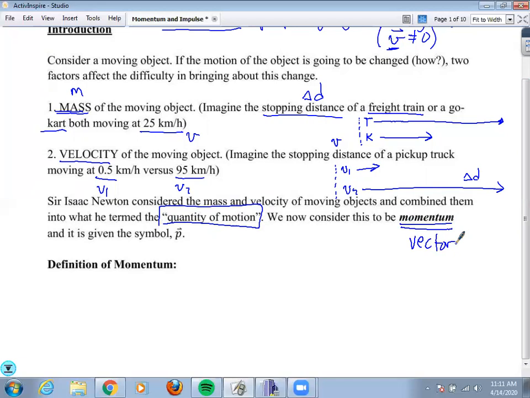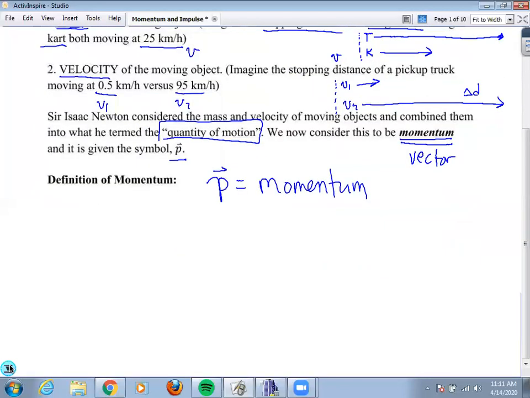And the symbol for momentum is lowercase p. So lowercase p is known as momentum. So how do we define momentum? Momentum is defined as the product of mass times velocity. Clearly, if you've got a zero velocity, you've got a zero momentum.